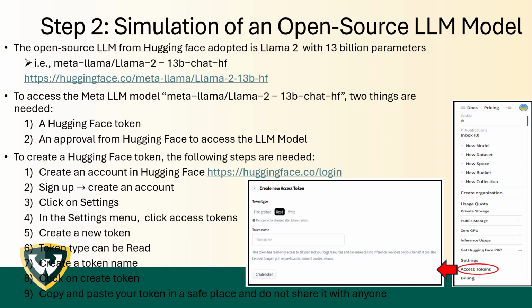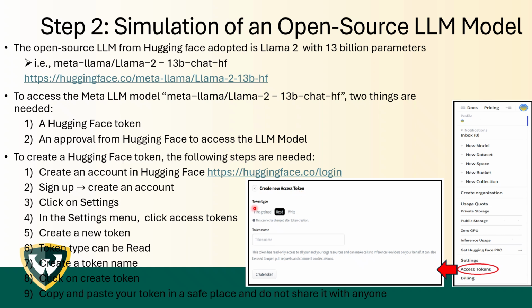For that, we need to perform two things. First, we need to create a Hugging Face token, and then we need to get an approval from Hugging Face to access the LLM model. In order to create a Hugging Face token, we need first to create an account in Hugging Face using the following link. Once the account is created, we need to click on Settings and then click on Access Tokens and then create New Access Token.